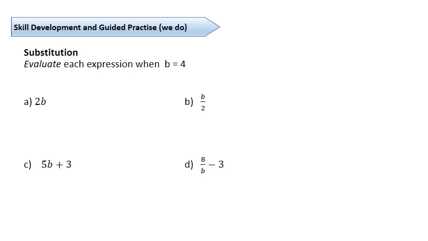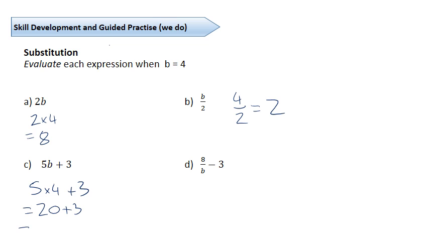In this case, b is 4, so 2 times 4, 8. b on 2, so 4 on 2 is 2. 5 times b plus 3, so 5 times 4 plus 3. 5 times 4 is 20, plus 3 will give us 23. 8 on b, so 8 on 4 minus 3. 8 on 4 is 2, minus 3 gives us negative 1.